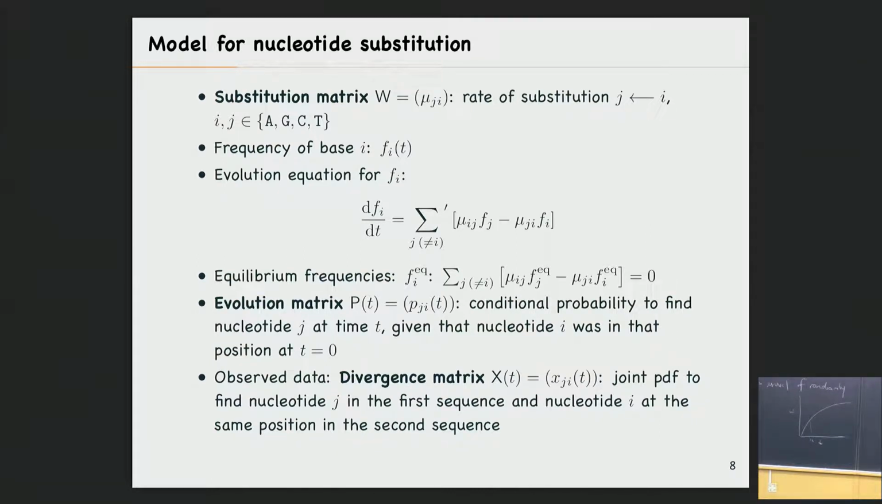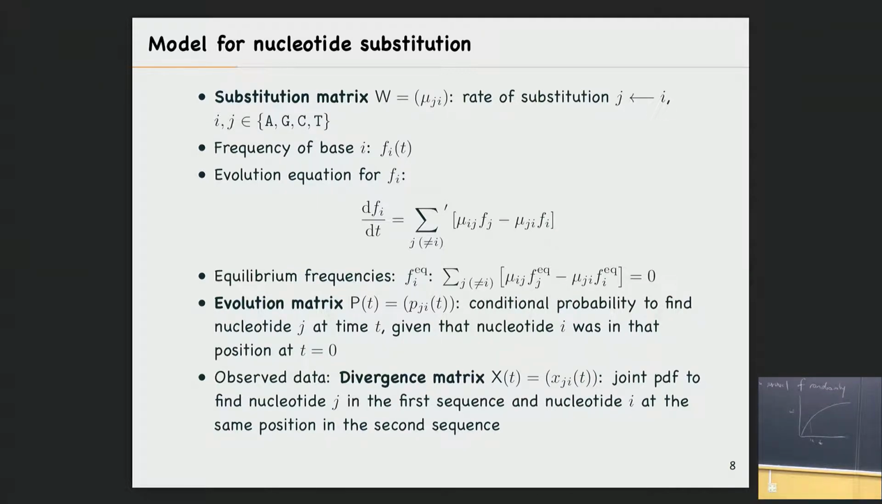This is what you want to have, but it is not accessible to you because we don't know what the ancestor is. So what you can have is a divergence matrix. A divergence matrix compares the two sequences in two different life forms, and by some means you guess the time which has gone since the last common ancestor. Then you ask what is the joint probability distribution that you find i in one form and j in the other form, given that the last common ancestor was T generations ago, or T time ago. And this is what you can evaluate.